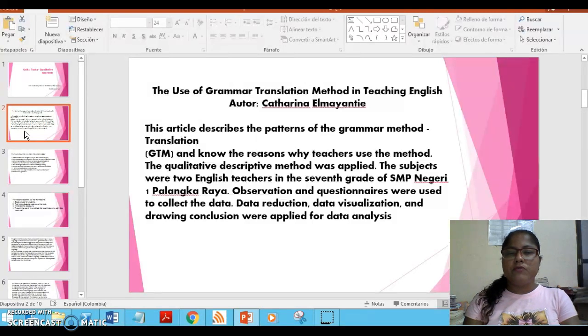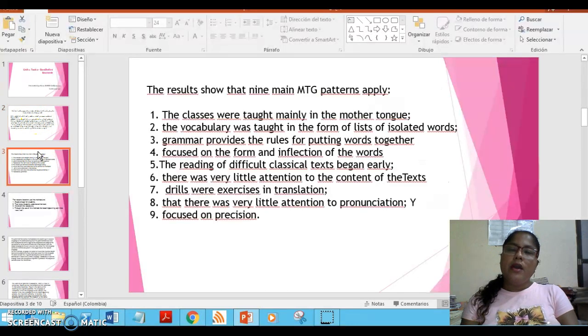The subjects were two English teachers in the 7th grade of SMP. Lesson plan cards, observation, and questionnaires were used to collect the data. Data reduction, data visualization, and drawing conclusions were applied for data analysis. The results show that many GTM patterns were applied.